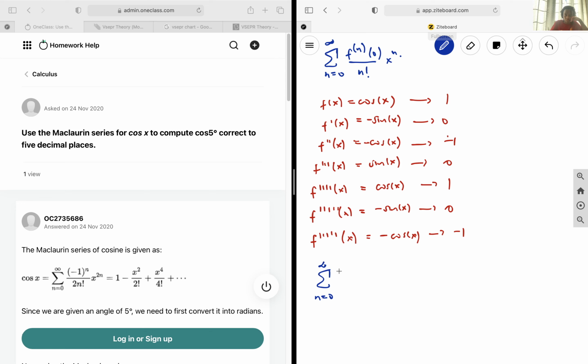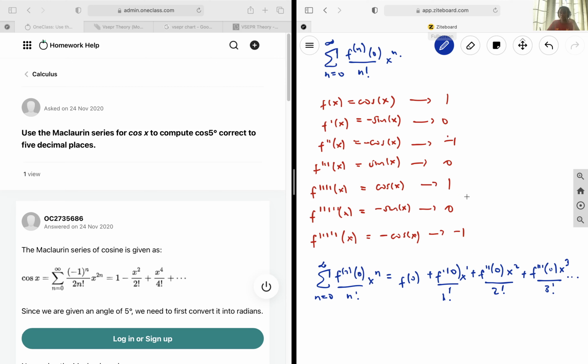So this is from n is equal to 0, and so that would be f prime. This is going to give us f of 0 plus f prime 0 over 1 factorial times x to the power of 0. Sorry, this is x to the power of 1, x to the power of 2 over 2 factorial plus the third derivative, x to the power of 3 over 3 factorial, and it goes on.